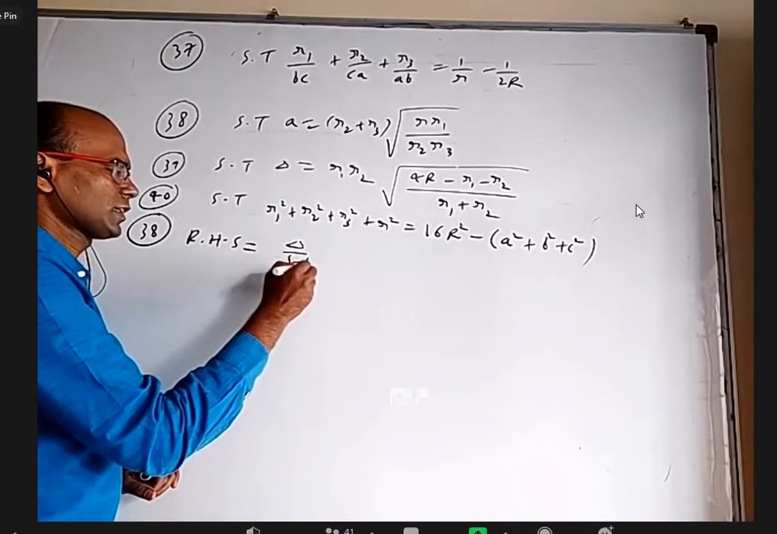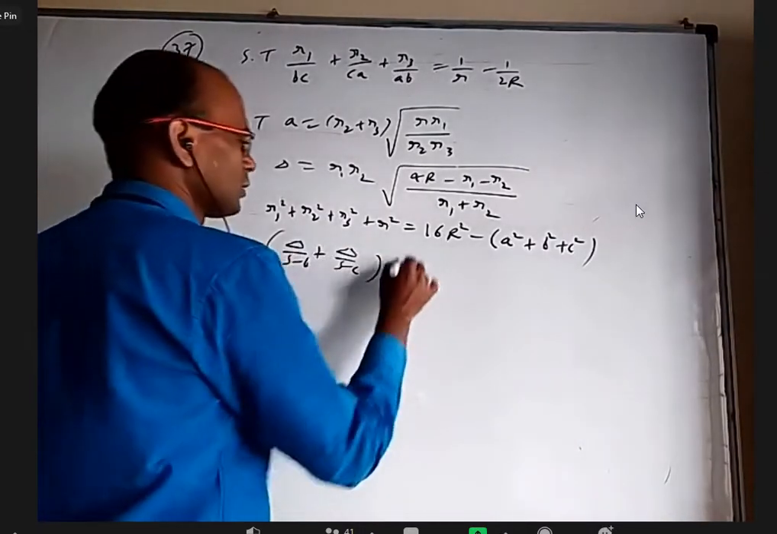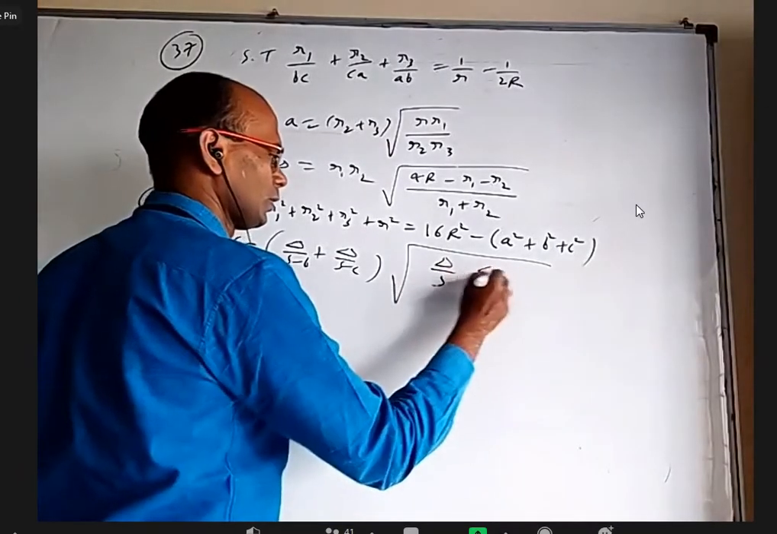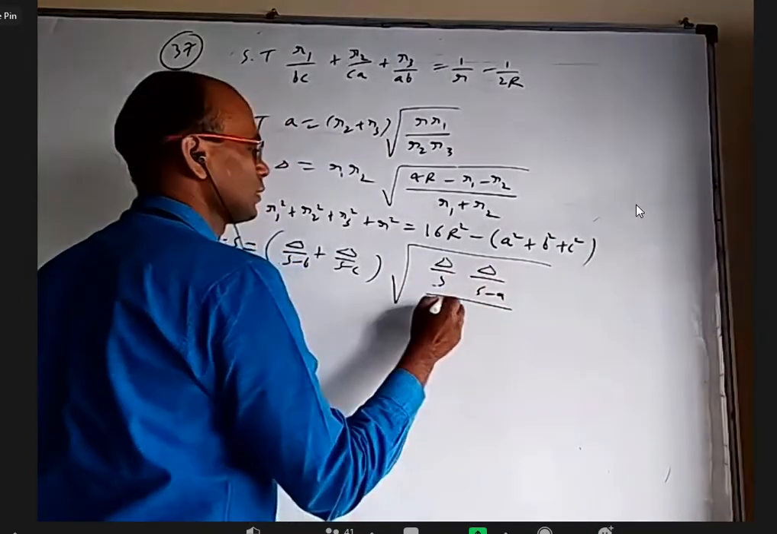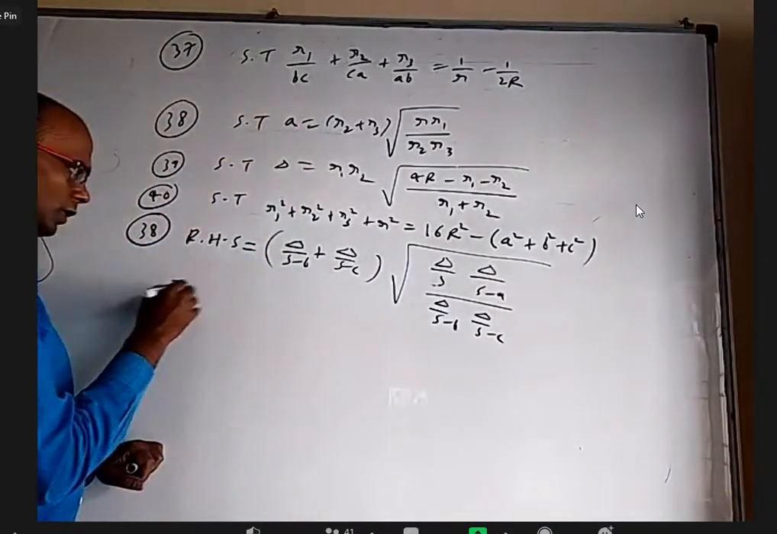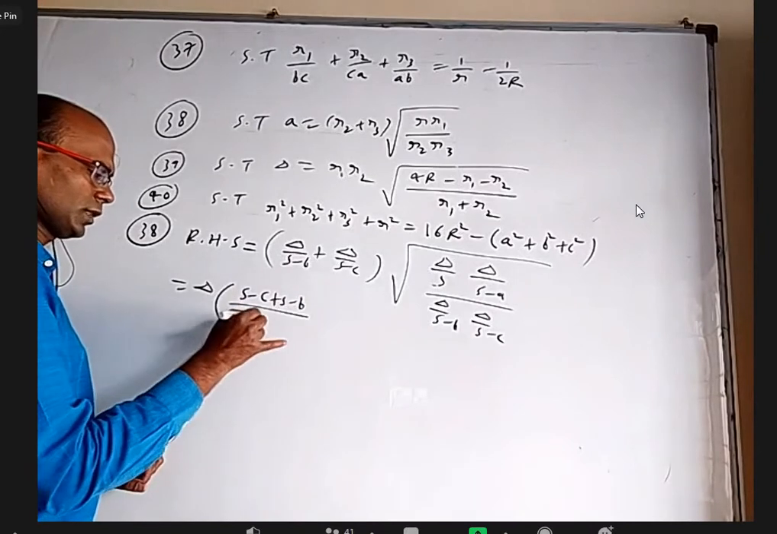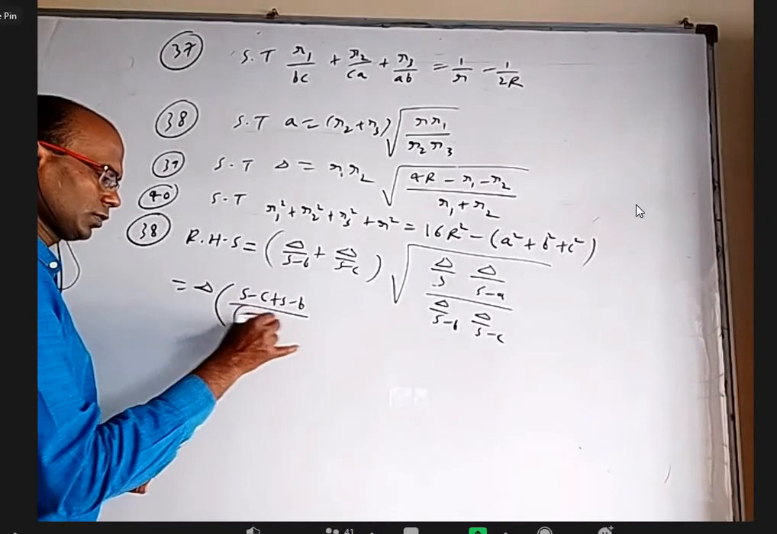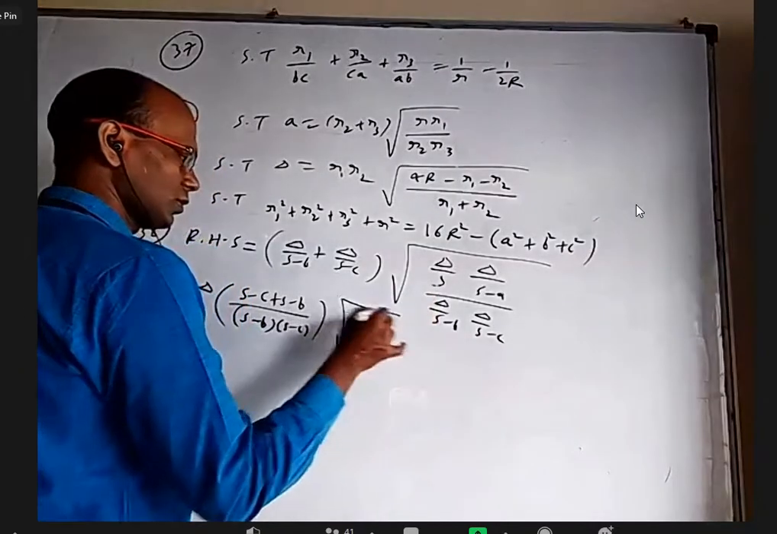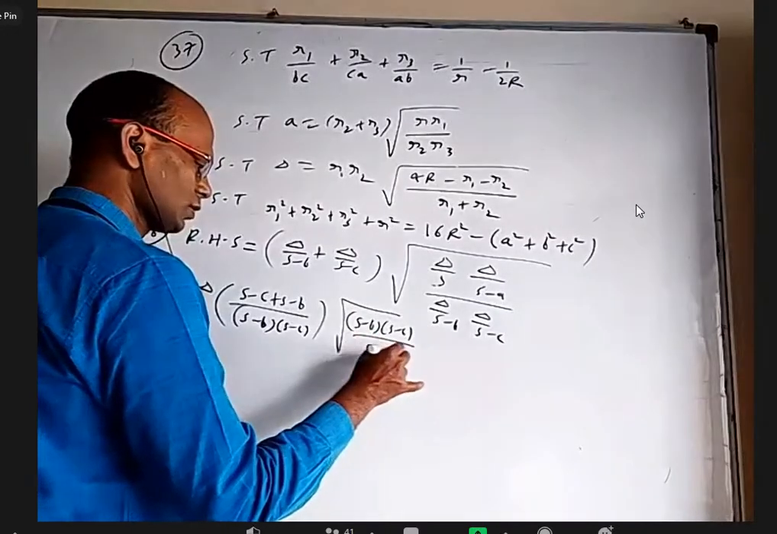R2 is delta by S minus B. This is delta by S minus C. This is root over delta by S, delta by S minus A, delta by S minus B, and delta by S minus C. If I take delta common, it is S minus C plus S minus B by S minus B into S minus C. This delta will cancel, we'll get S minus B into S minus C by S into S minus C.